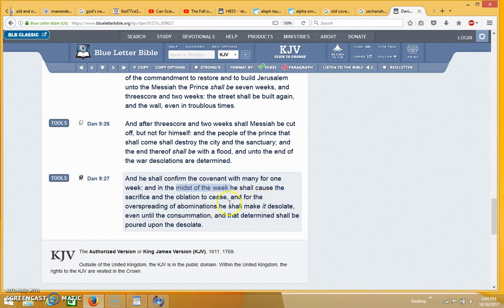And then it goes on to say, "For the overspreading of abominations he shall make it desolate, even until the consummation, and that determined shall be poured upon the desolate." And of course, there's several scriptures in the Bible that talk about God making it desolate during the time of the tribulation. But this is also talking about the Antichrist and the abomination of desolation, which will begin at the time of the tribulation, the second half of the 3.5 years.